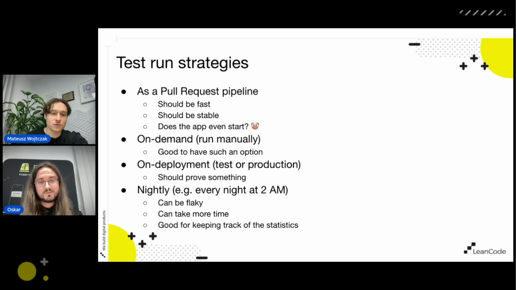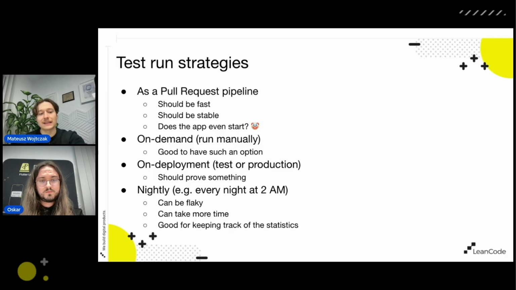Another strategy is to run on deployment tests. So when you deploy to the next environment, for example, from test to staging or from staging to production, you would like to have some test runs. So for example, they should prove something. For example, you want to be sure that when you migrate to another environment, you are able to transfer money from one account to another, or that you are able to see an account balance, something like that. So something that's very crucial, and you know that after this migration, this works.